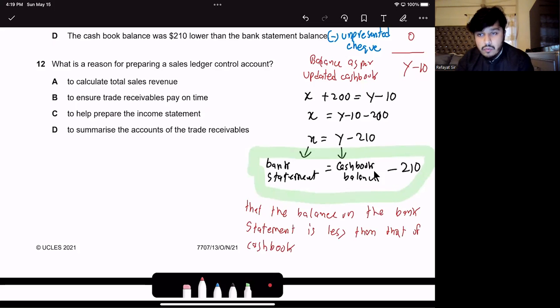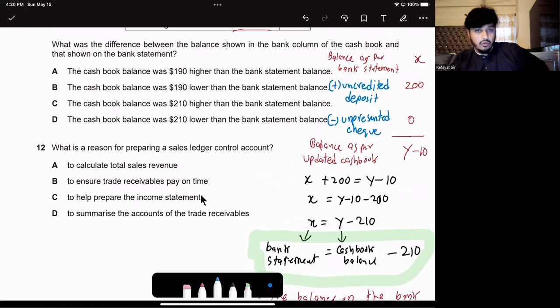Why less than that of cash book? Because as you can see, we have to subtract minus 210. That's why. Therefore, we can say the bank statement balance is lower than the cash book. By what amount? By 210. So what we can write: the cash book balance was higher than the bank statement balance. Definitely C is the answer.